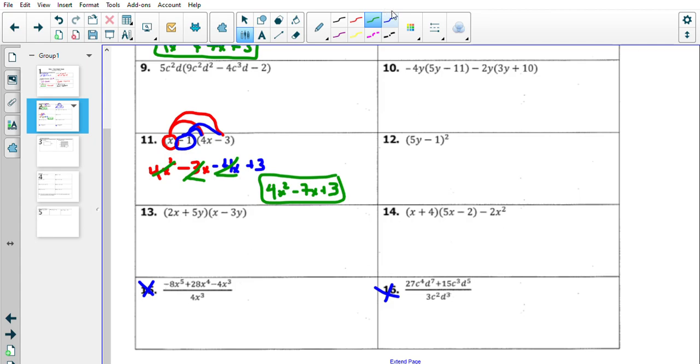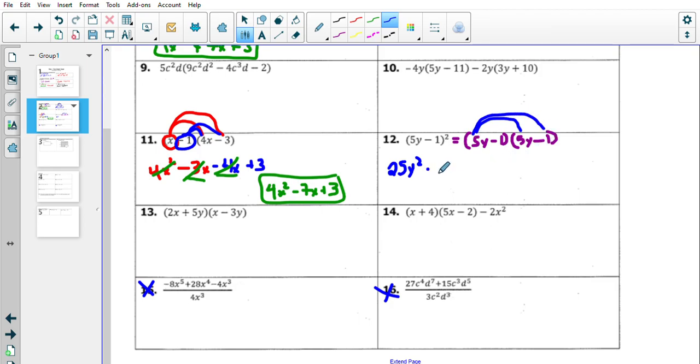One more here before we stop this video, and you can then go watch the other one. Number 12. Notice we have this square on the outside. You have to remember, when you have an exponent on the outside here, we're not just distributing it. We need to rewrite this 5y minus 1 all squared as 5y minus 1 times 5y minus 1, and then we do the distribution just like we did in number 11. 5y times 5y, 25y squared.